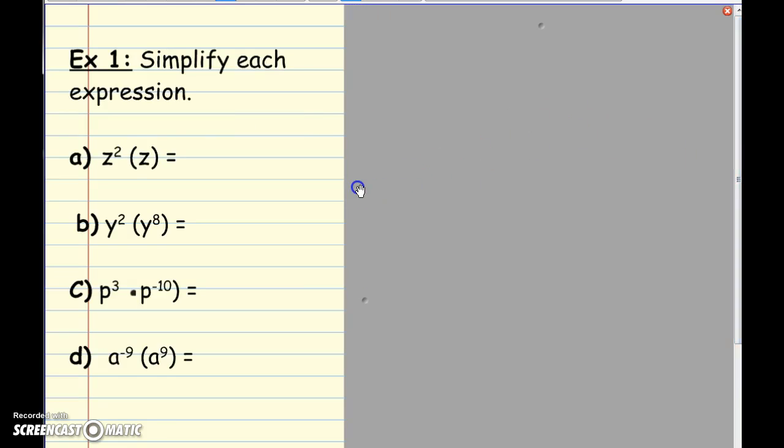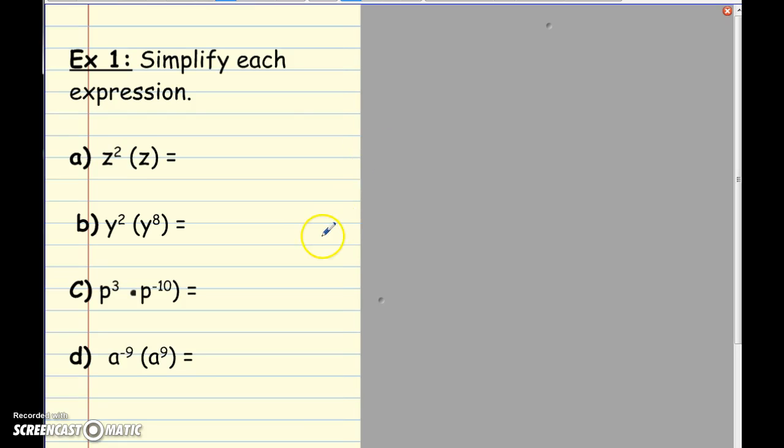So here's the first example. We're just going to simplify each of these expressions. So again, go ahead and hit pause, and then you can get the example written down, and then we will get into the examples. So we're back, and again, we're going to simplify each of these expressions, and we're going to use our rules of exponents.